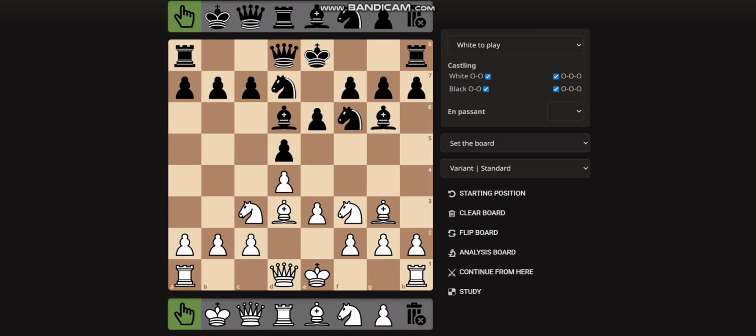So now it's all about development. Development is when we improve our pieces, bring out the queen, and connect the rooks to each other. That is known as development.